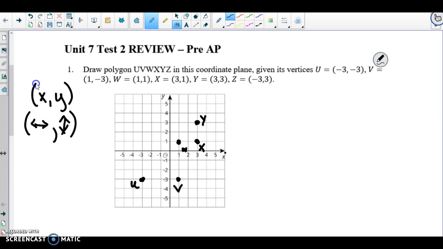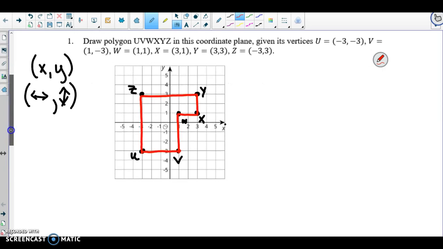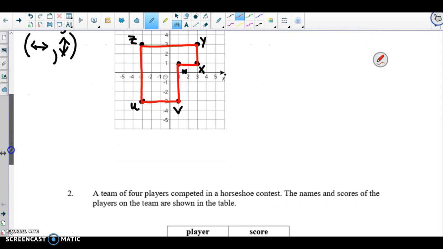And then finally, Z is at -3, 3. So -3 meaning to the left 3, and then up 3. So Z would be over here. This is an unusual polygon, but if I connect my points here, here, oh, look at that, okay. It's not a rectangle. It looks like it's got part of a rectangle missing. So we could even find the area of that if we had to, either by counting or something like that.